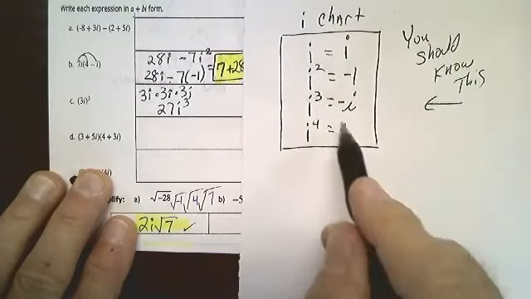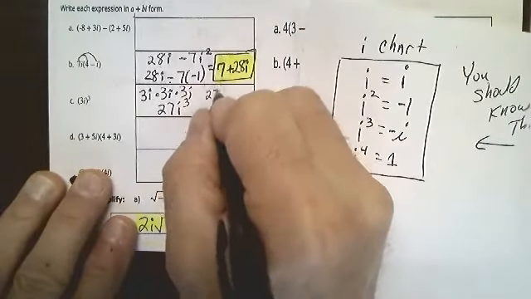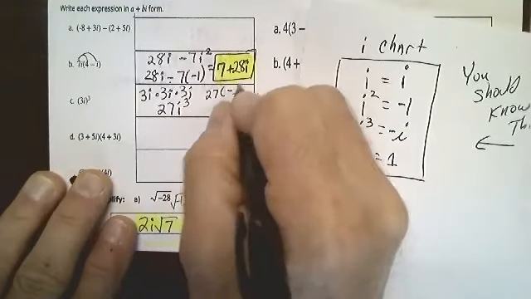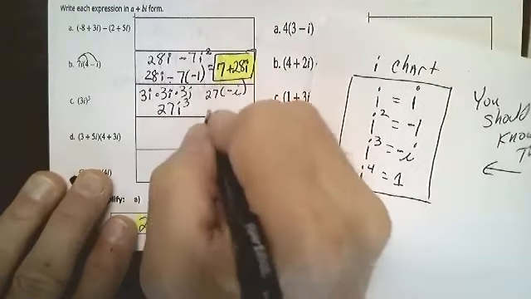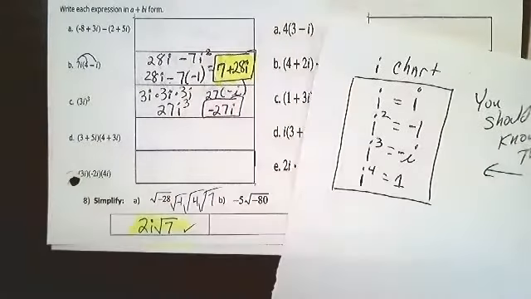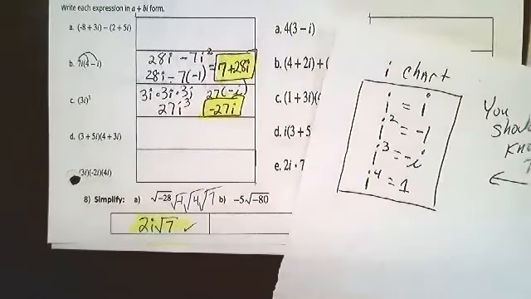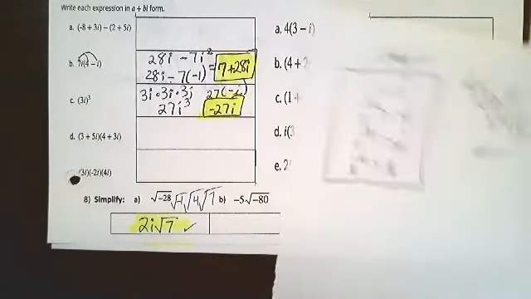Check out your i chart. i^3 is -i. So we have 27 times -i, and that gives you a -27i. I know the direction said write it in the form a plus bi, so technically you would have put a 0 in front, but I'm not going to penalize you for not having the 0 in there. There it is, -27i.